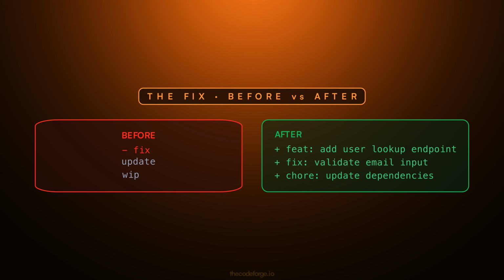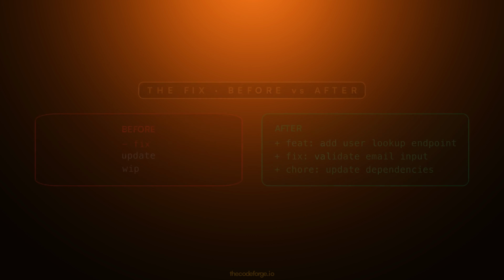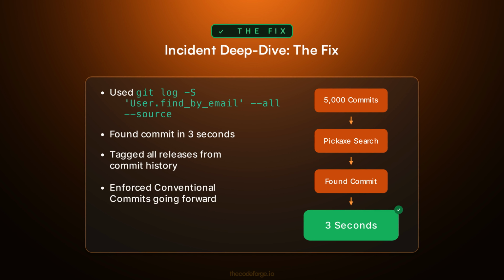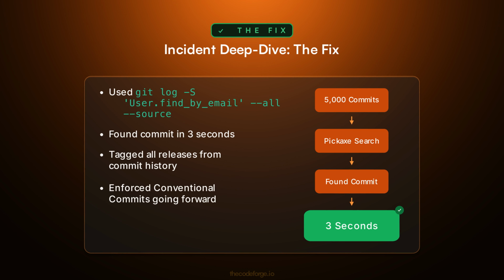Enforcing conventional commits ensured every commit message is descriptive and searchable. The fix was simple. Git log S, user find by email, all source found the introducing commit in 3 seconds. It was 2 years old and had shipped in 12 releases. The team then tagged all releases and enforced conventional commits to prevent future issues.